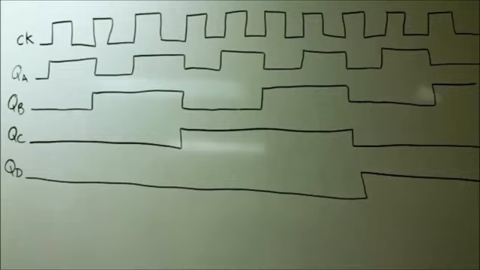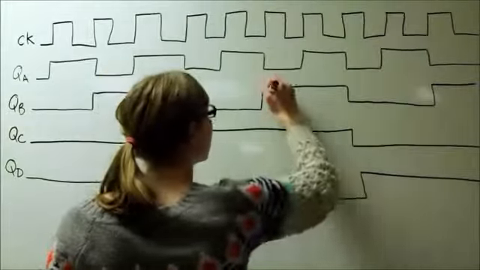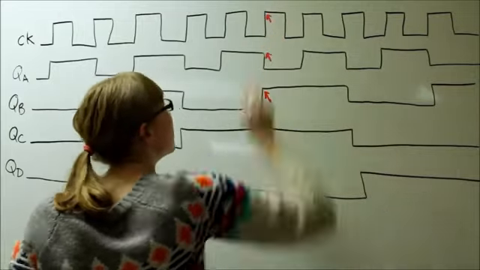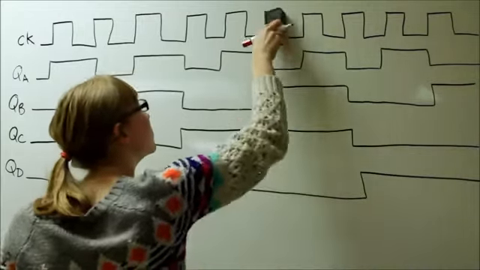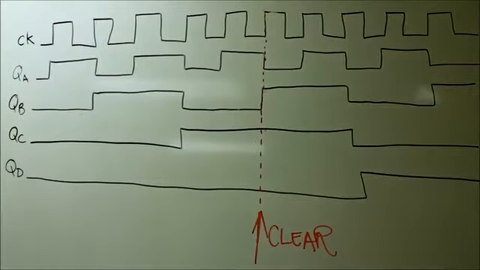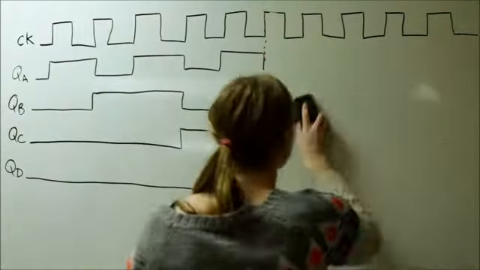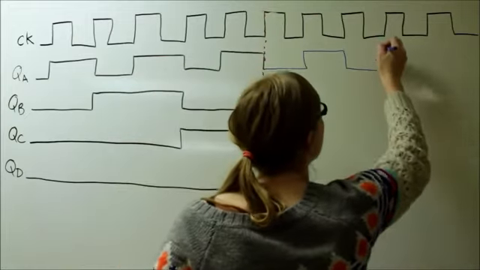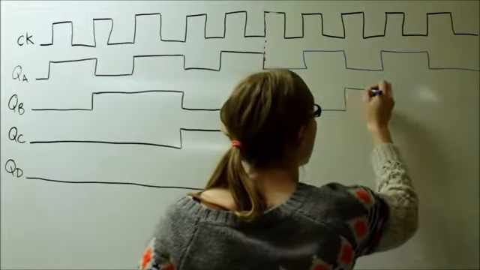Now we can implement our clear function. If we remember our NAND gate setup, we need B and C high and D low to activate the clear. This occurs here. Therefore, all outputs will be zeroed until the next positive clock pulse, at which point A will toggle and the pattern continues.